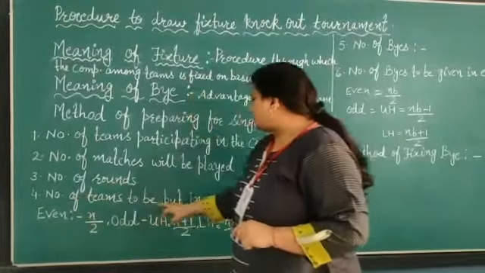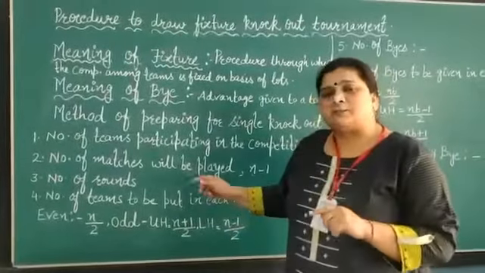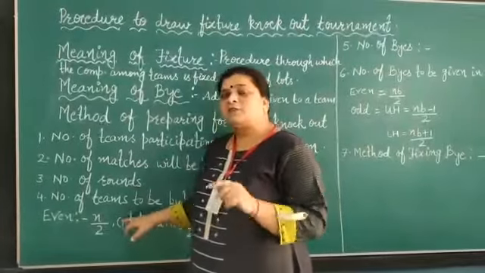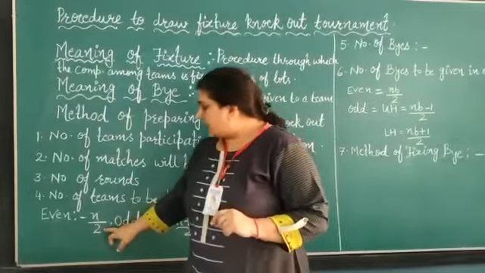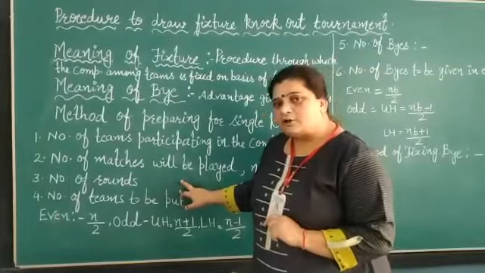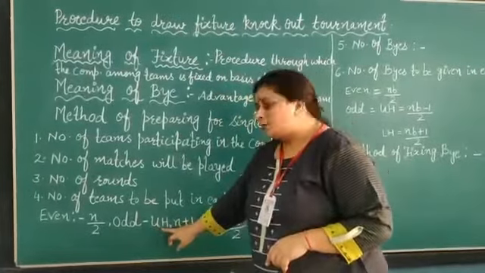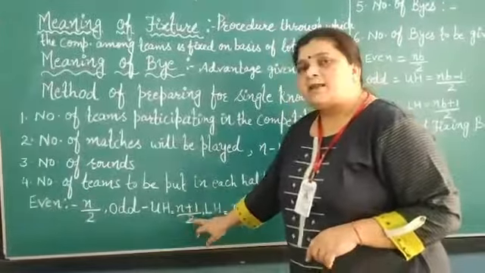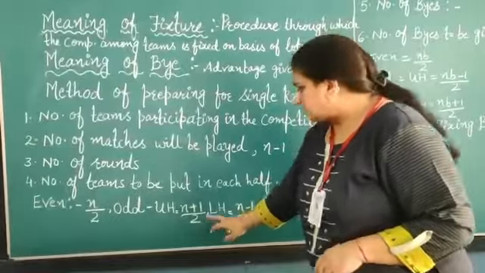Next will be number of teams to be put in each half. In this case, we have to just see whether the number of teams which the question has given us is even or odd. If the number of teams is even, then the formula will be n upon 2. Here we are taking the example of 11 teams, so 11 is an odd number. So for odd number 11, in the upper half, the teams will be according to the formula n plus 1 upon 2. N is 11. 11 plus 1 upon 2 is equal to 12 upon 2, which is 6.